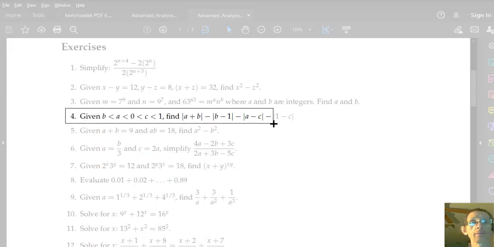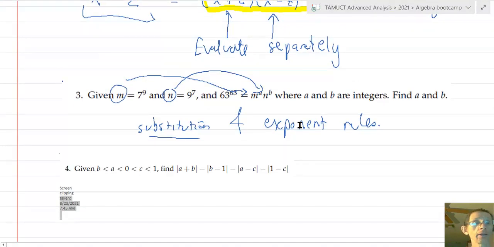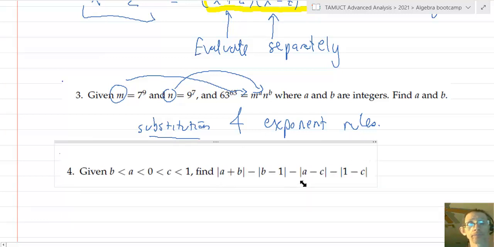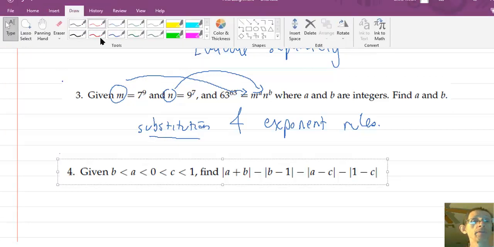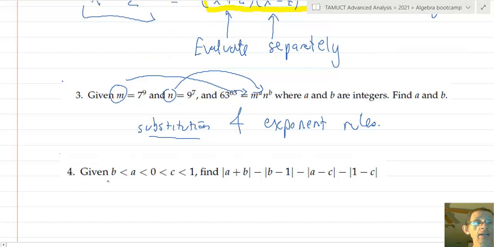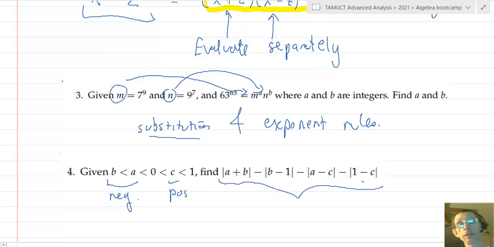All right, here we go. All right, now, in this problem, you have to deal with absolute values. Okay, so here we have an expression here, b is less than a, which is less than 0, which is less than c, which is less than 1. Now notice from this information here that b and a are negative, c is positive, okay. And then you need to find this expression involving absolute values.